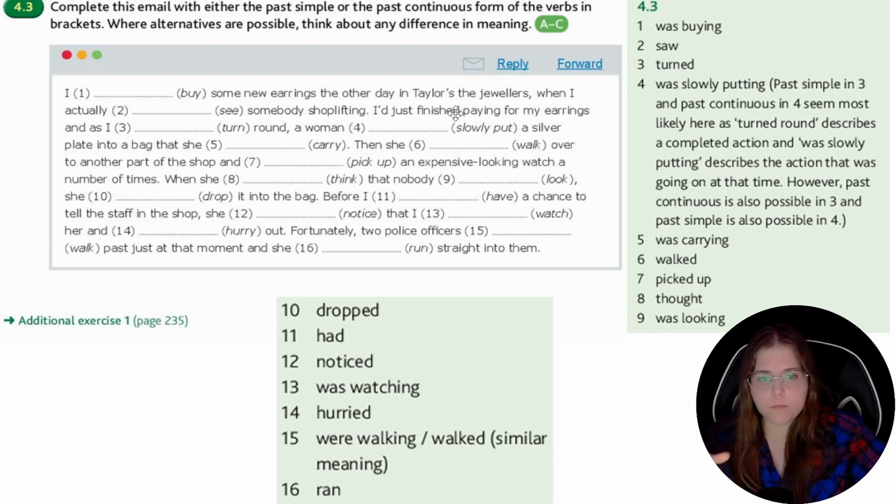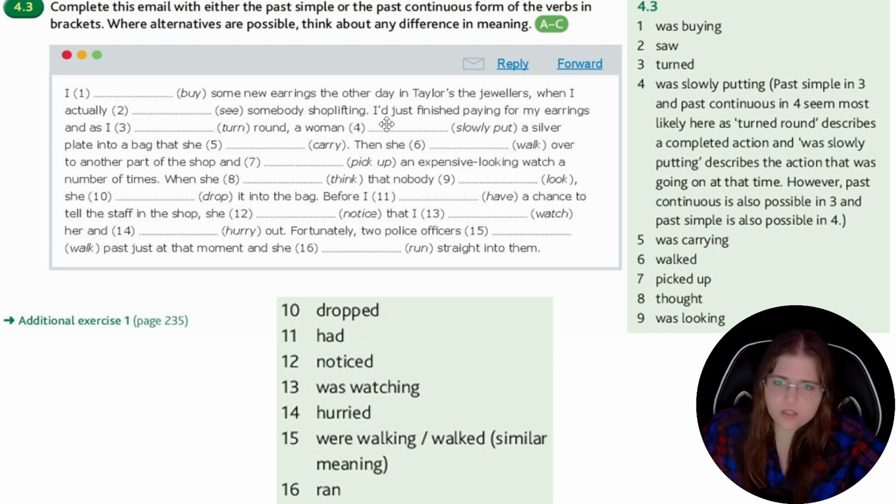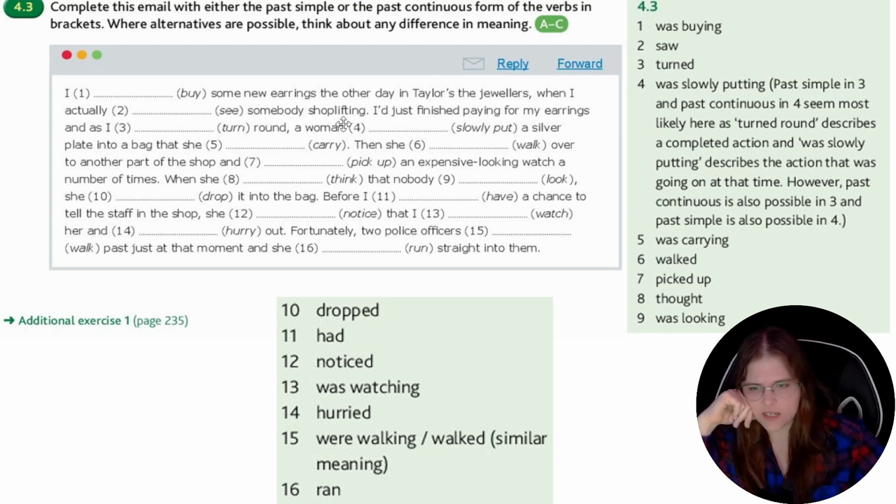A woman slowly put. Okay, a woman slowly put. I can imagine that if this is just a report, but it isn't. But if it were, we could use it. Very strange for me. She just put it, maybe, like a short action, like a fact in the past. But it's still very weird for me.